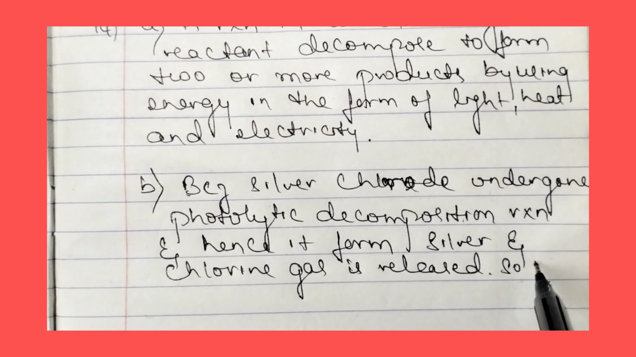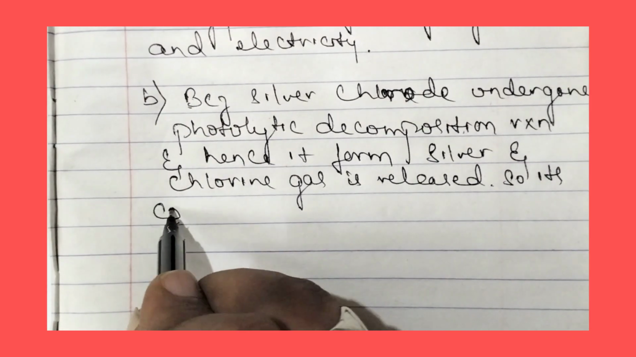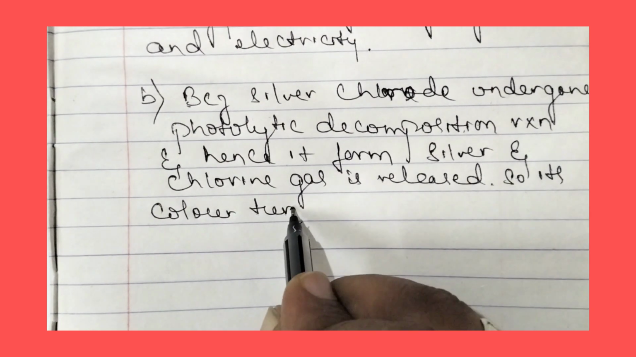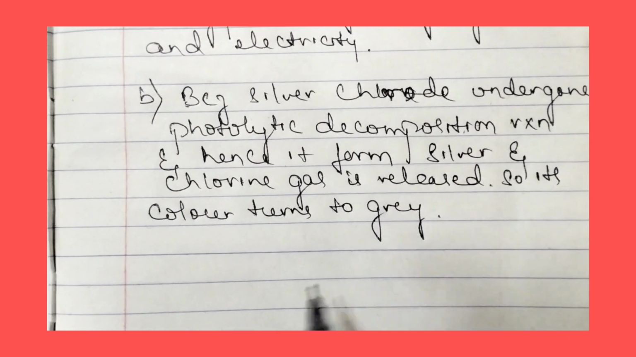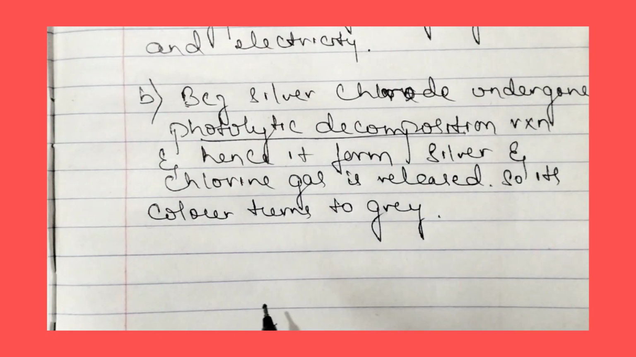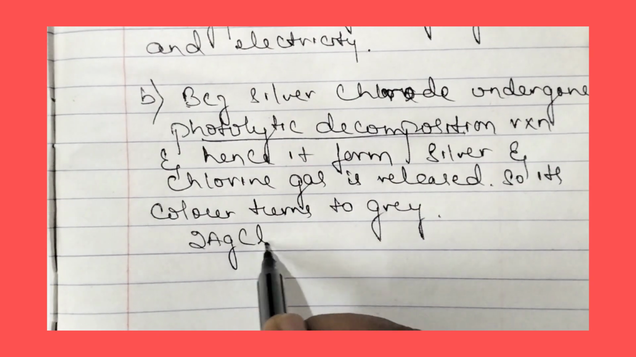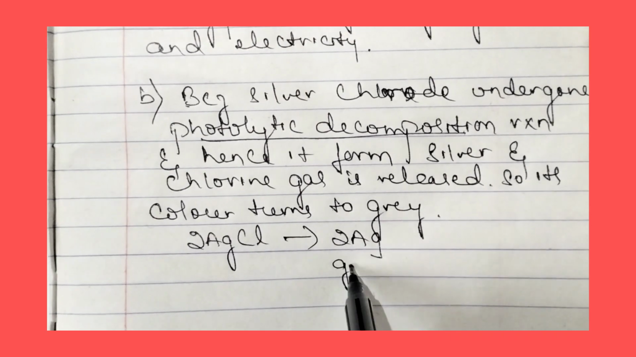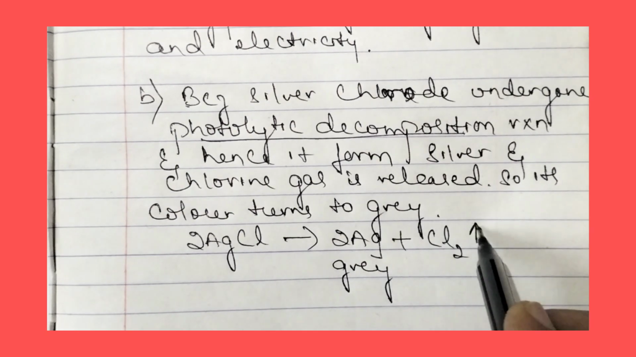So its color turns to gray. So here it is a photolytic decomposition reaction. We have to write the balanced equation: 2AgCl gives rise to 2Ag. This 2Ag is gray in color, plus Cl2 liberated.